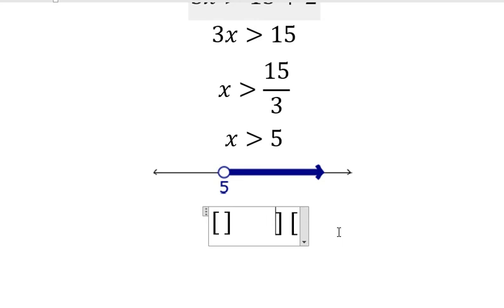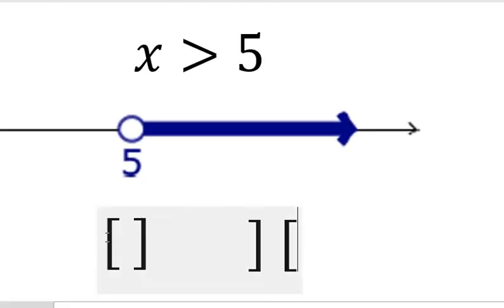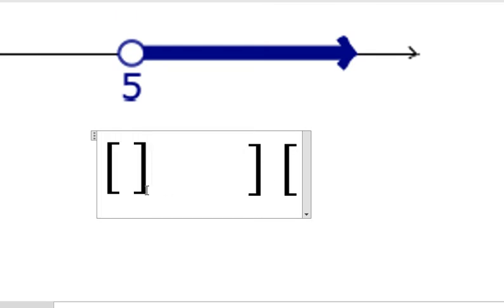I want you to see that there's a difference between these ones, the ones on the left and the ones on the right. I'm gonna call these ones closed brackets, and I'm gonna call these ones open brackets. It is important to understand the difference between closed and open, because we are gonna have to mix these things sometimes.